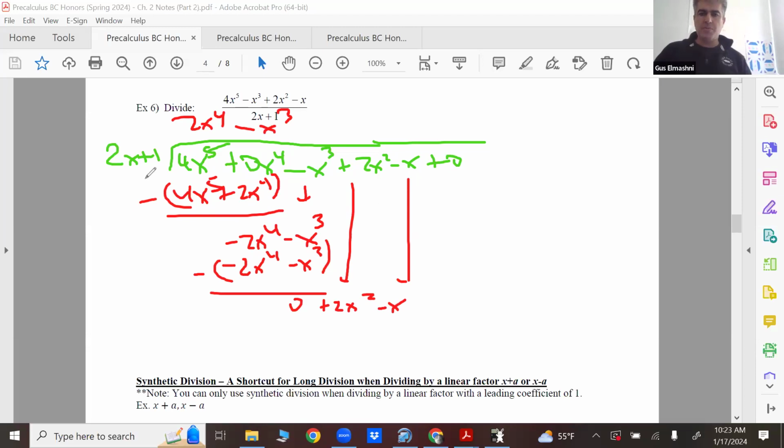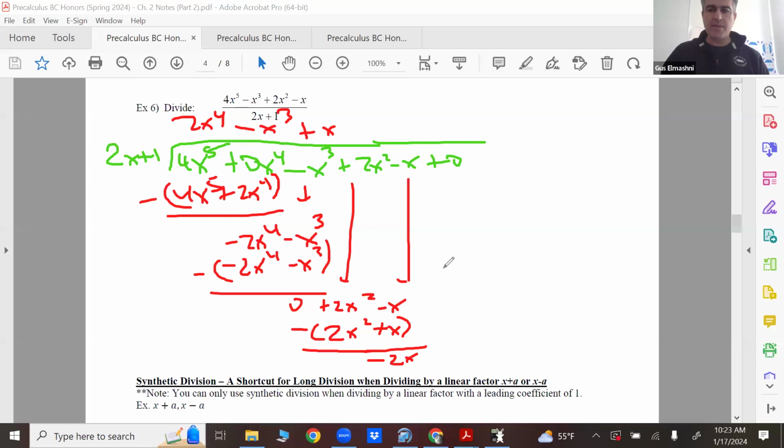Now we multiply by 2x, right? So it's 2x squared plus x. Subtract. So it's going to be very meticulous here, right? -2x. Bring down the 0 if you like. And of course, that'll be -1. So it's -2x minus 1. Subtract the sucker, you get 1. So your remainder is 1. You're going to write it as +1 over 2x plus 1.